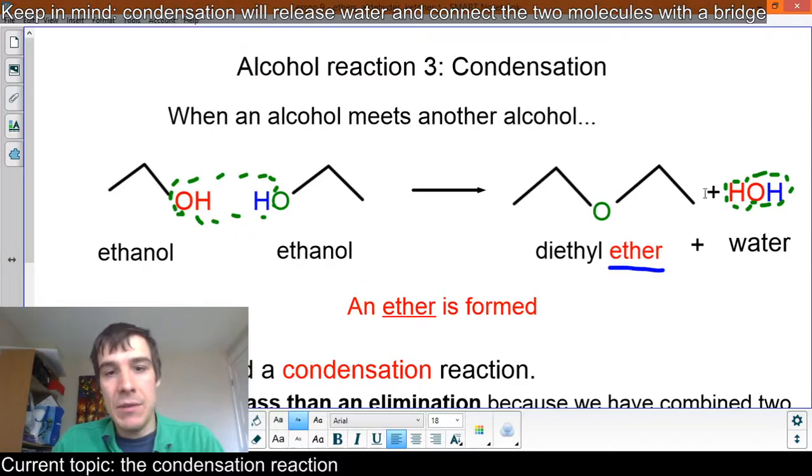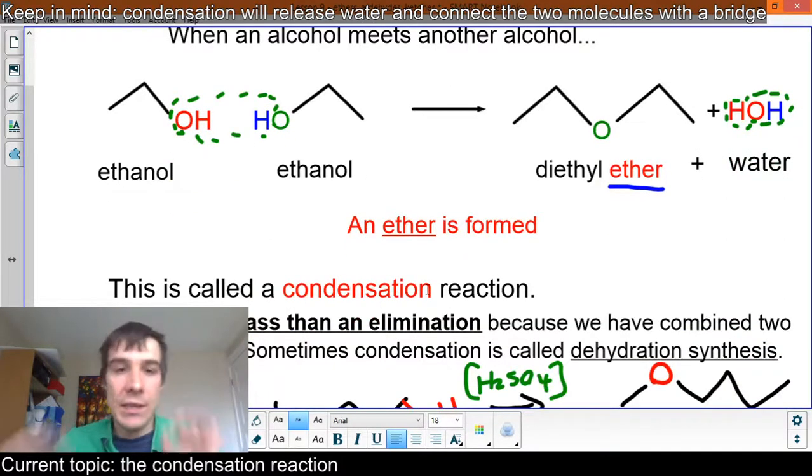So we pull out the water. What's left over is this oxygen, this green oxygen. And the green oxygen actually just attaches to this carbon here. So we end up with what we call an ether. So note that this oxygen is now connected to 2 carbons. I like to call that an oxygen bridge, like a bridge. So that's an ether. This is called condensation, which is a great name.